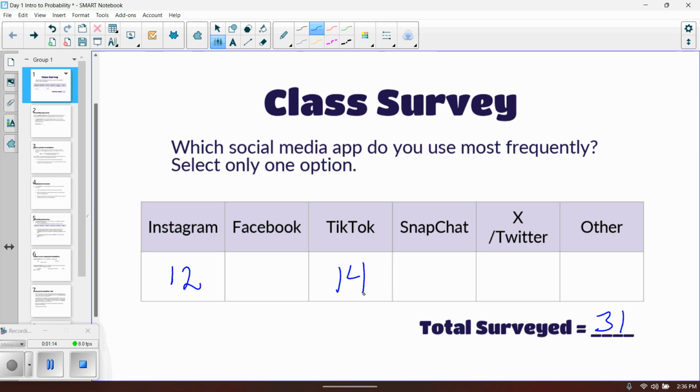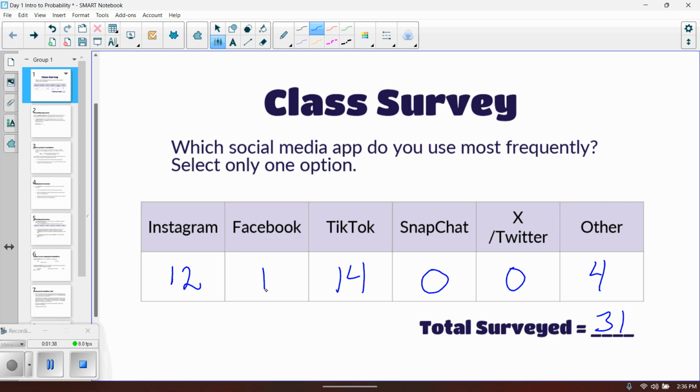4 people selected other, meaning they either don't really use social media or some other platform that wasn't listed. Nobody selected Twitter. Nobody selected Snapchat. And because I'm old, I selected Facebook. So there was one there. So this is our survey results. So you can go ahead and fill those in.